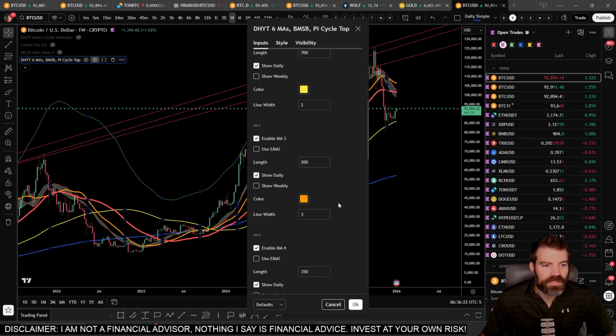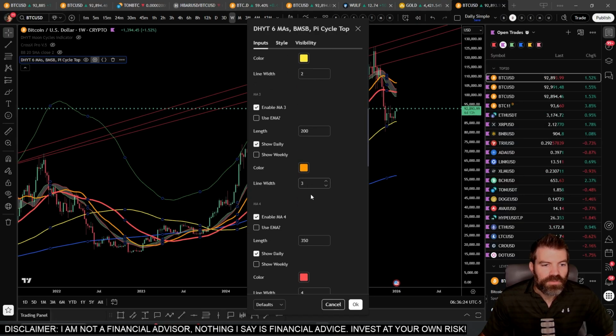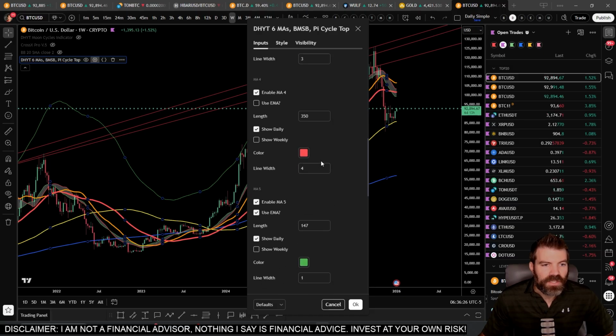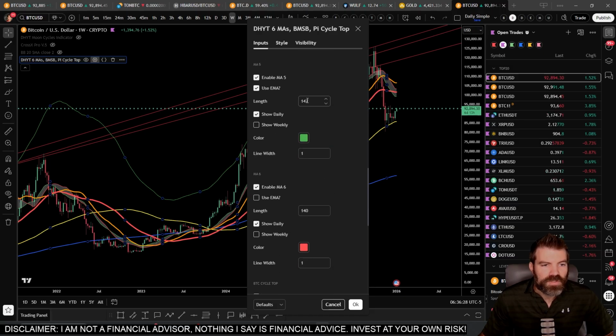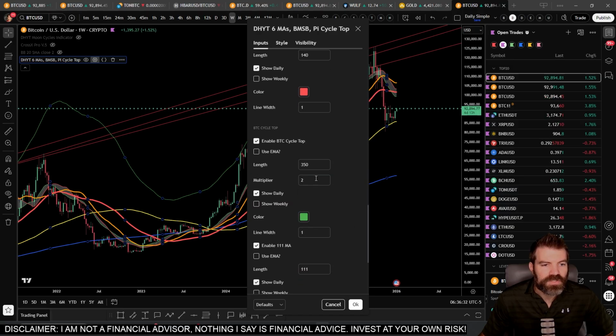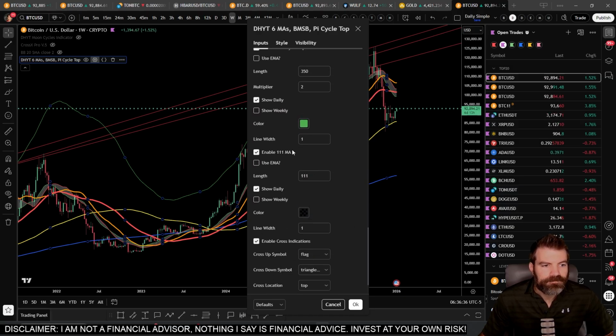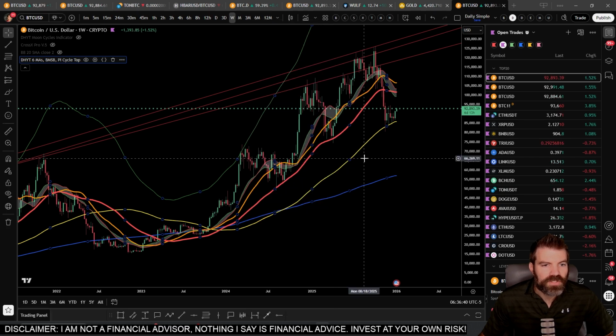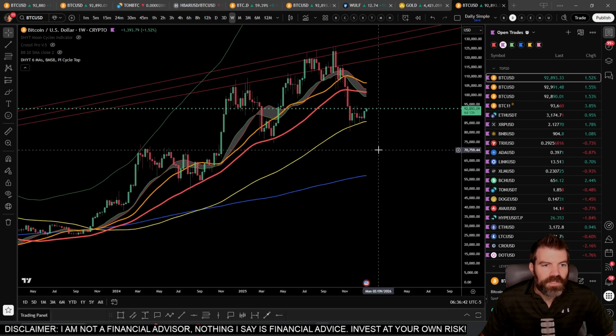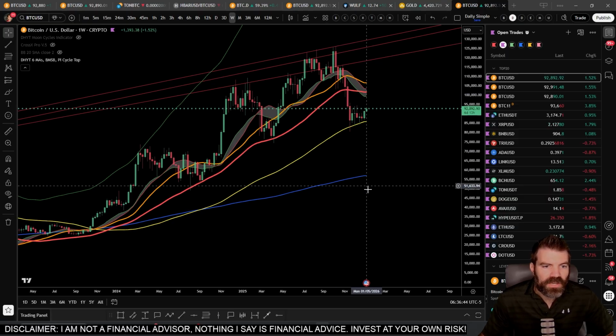And then a couple of the other important ones is the 350 day. The bull market support band is the 147 and 140 day moving averages. And then we have this 111, but this is a moving average that is used for a different indicator here, the bicycle top. So those are the big moving averages we have right here.